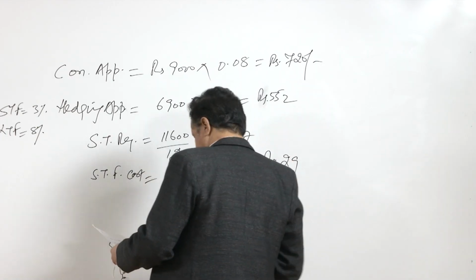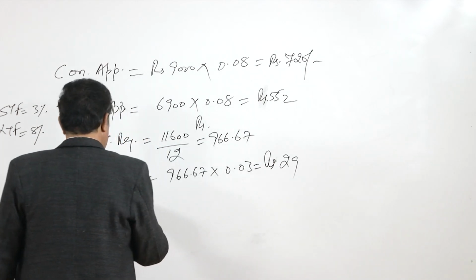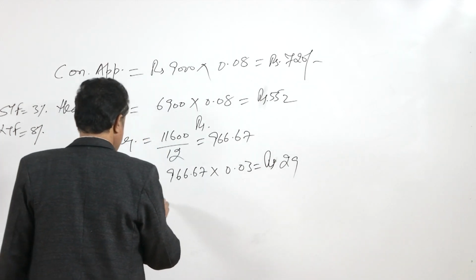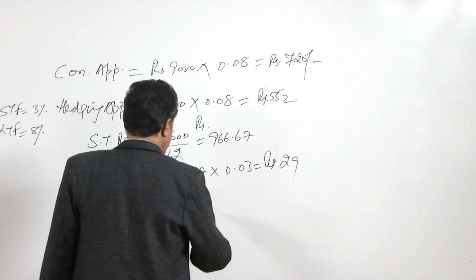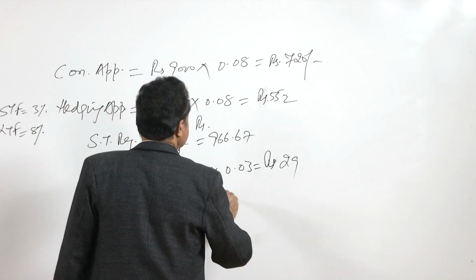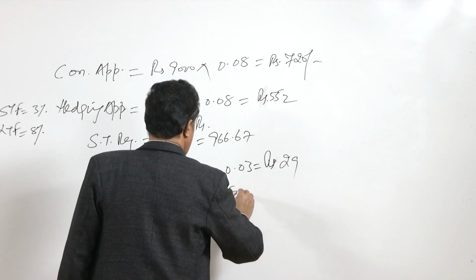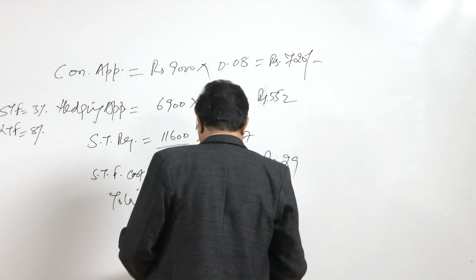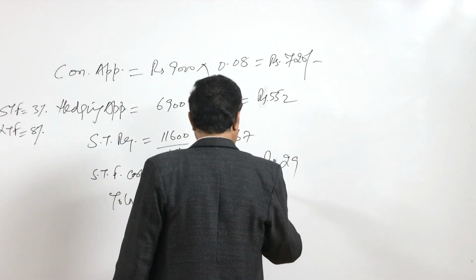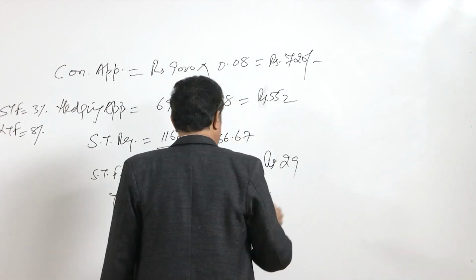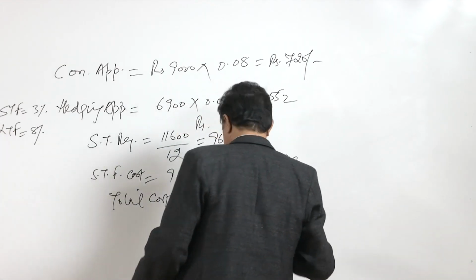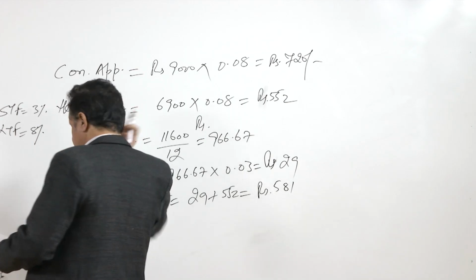So the total cost of the funds is going to be how much? Total cost under the hedging approach is going to be 29 plus 552. This is going to be how much? That is rupees 581. This is our total requirement, that is 581.